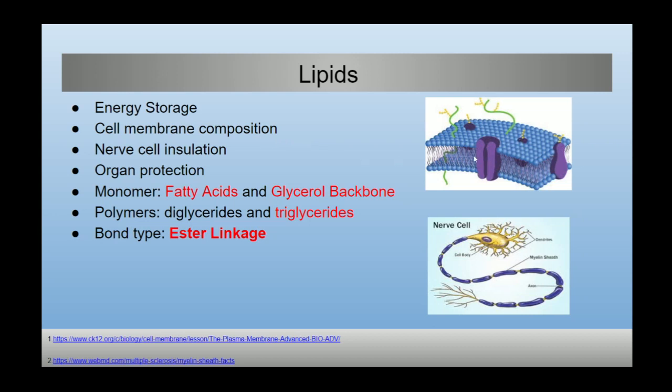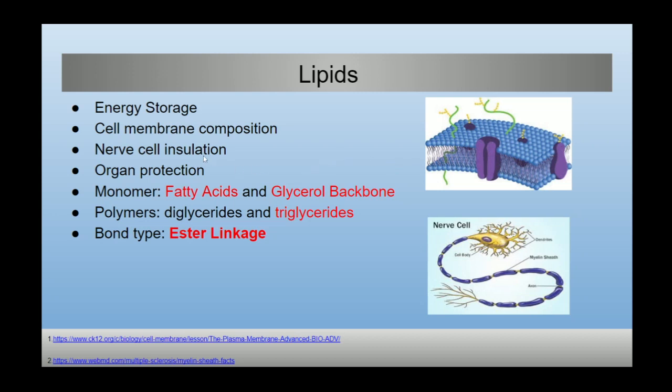Cell membrane composition. Here's a picture of a cell membrane, or a diagram, I should say. And each one of these blue dots is what we call a phospholipid, which is a special type of lipid that makes up the cell membrane. And we'll talk about that in more depth in the coming slides.